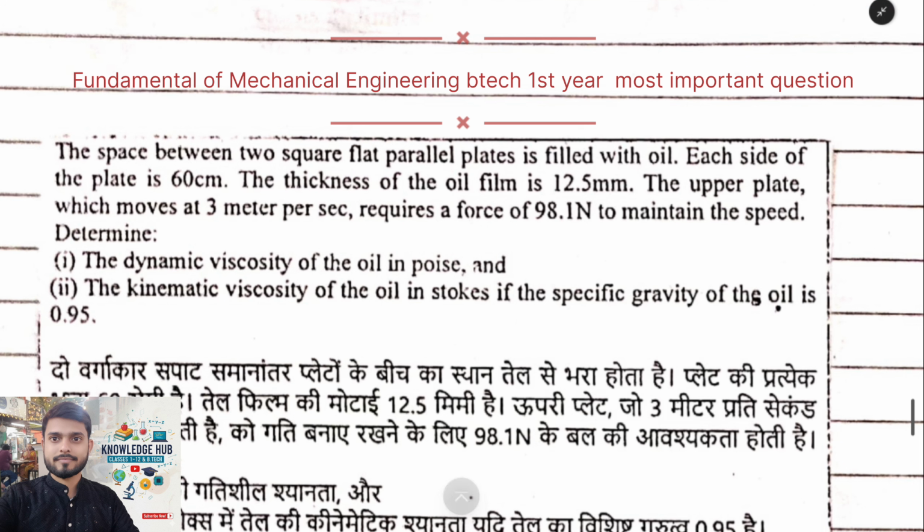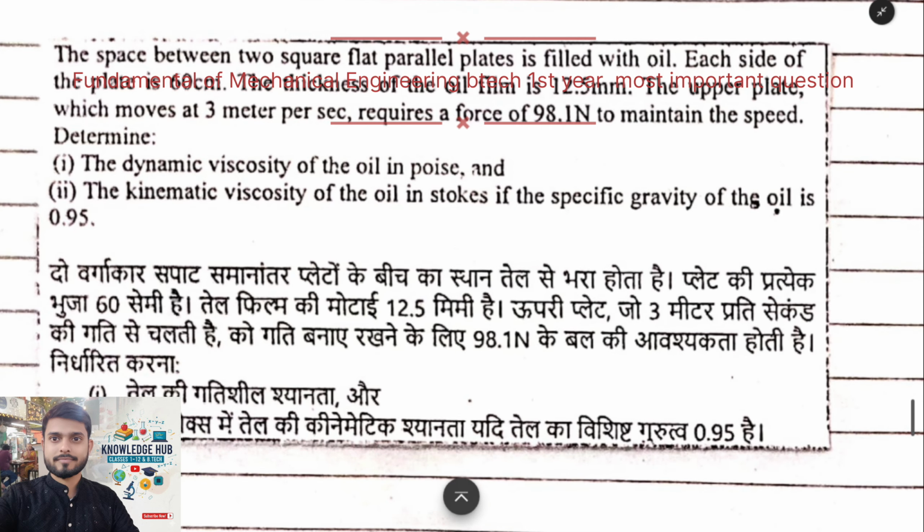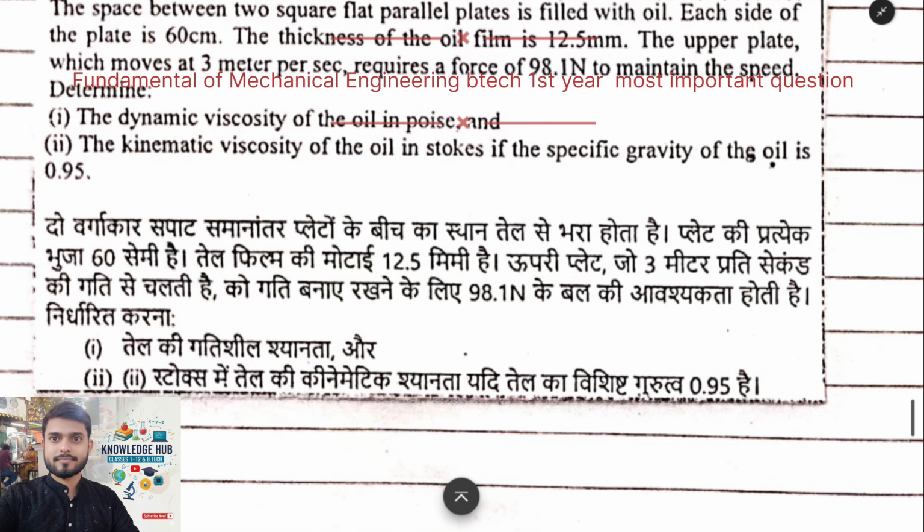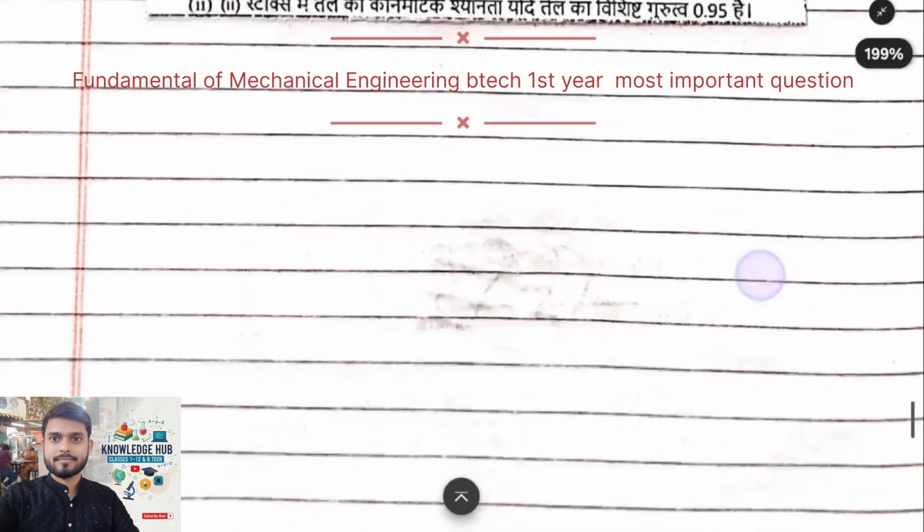The space between two parallel plates is filled with oil. This is also one type of hydraulic question. Each side of the plate is 60 centimeter. The thickness of the oil film is 12.5 mm. The upper plate moves at 3 meter per second and requires a force of 98.1 Newton to maintain the speed. Determine, first, the dynamic viscosity of the oil in poise. Number two, the kinematic viscosity of the oil in stokes if the specific gravity of the oil is 0.95. This is all about numericals.